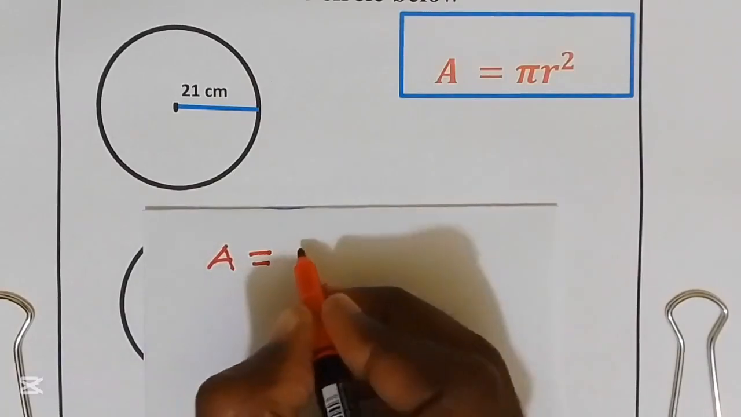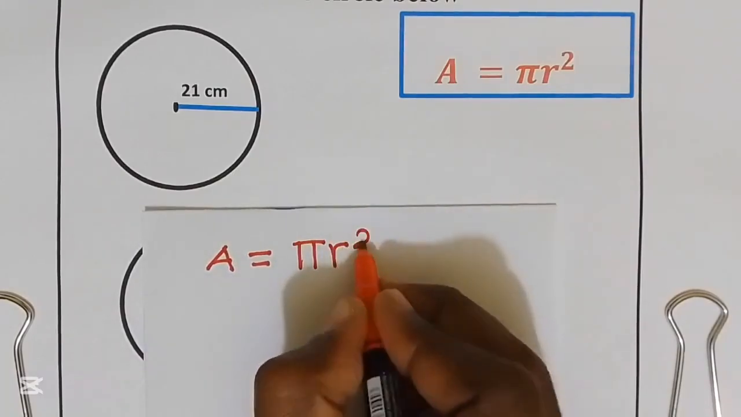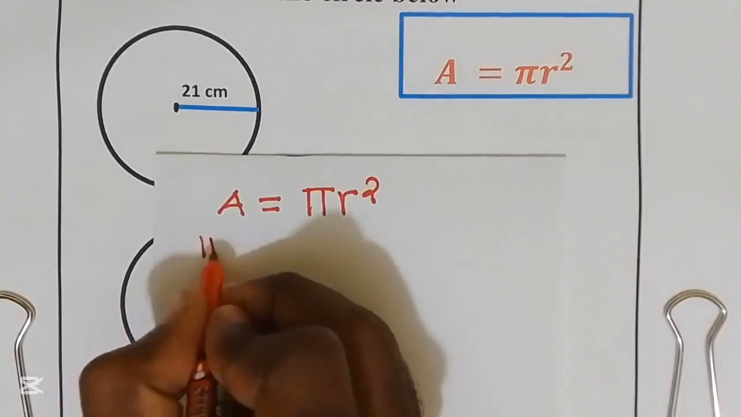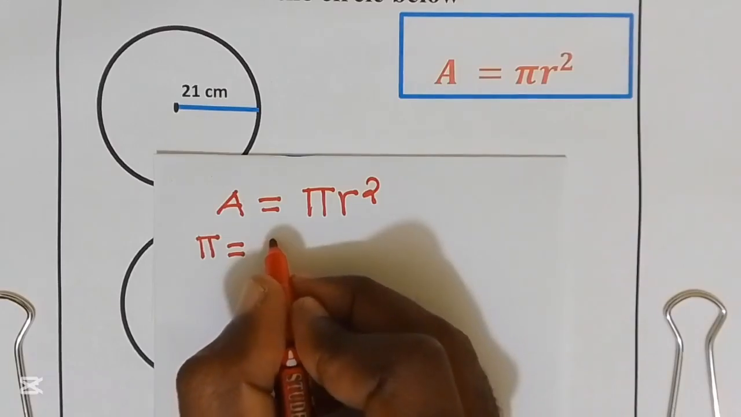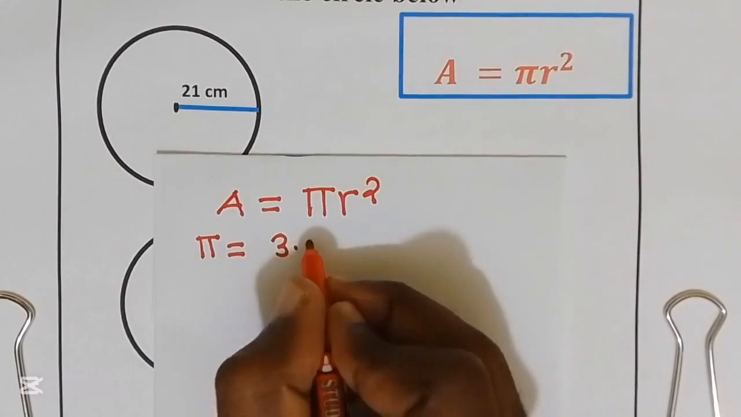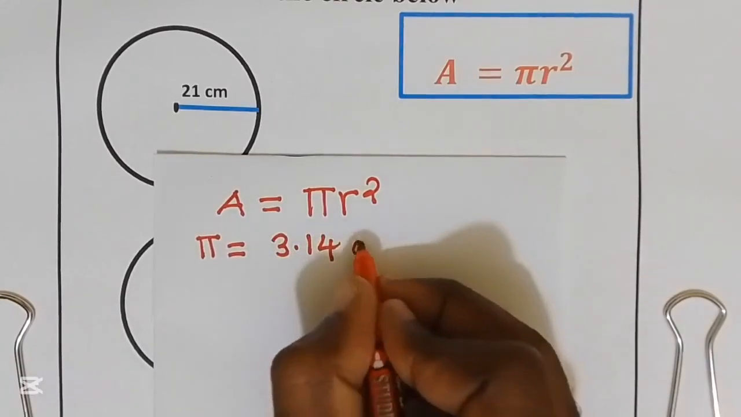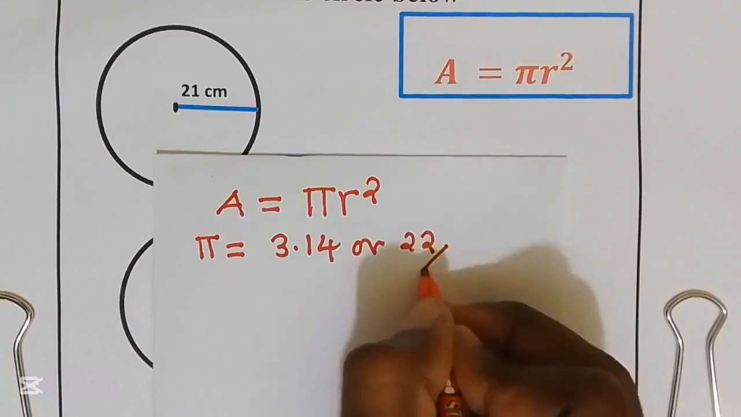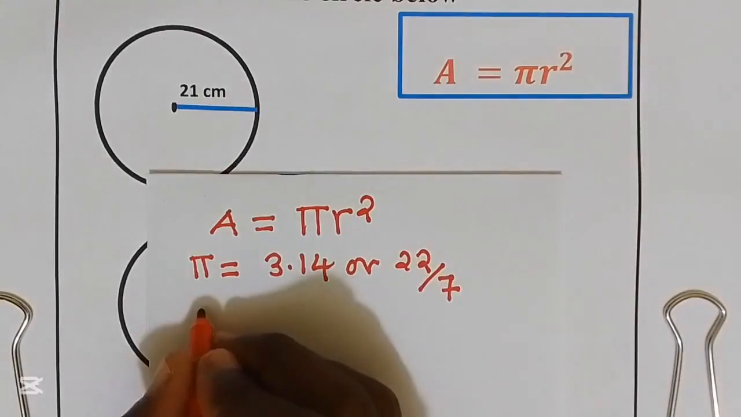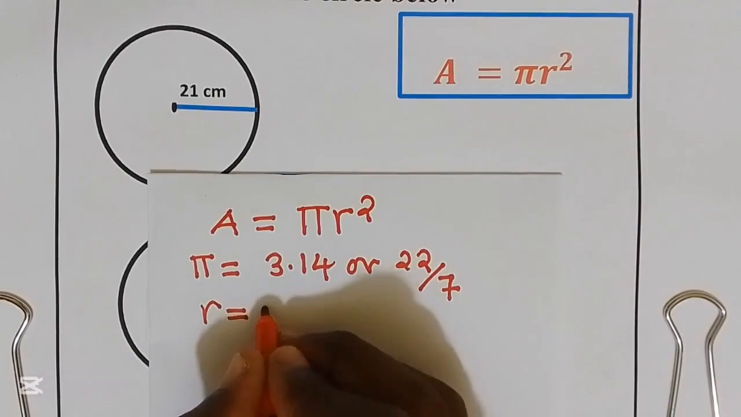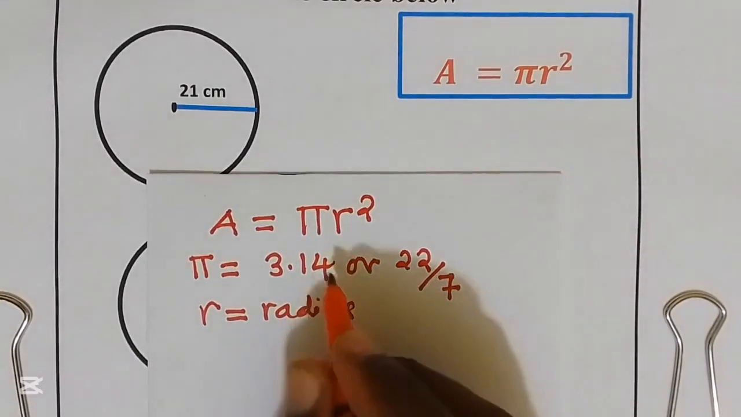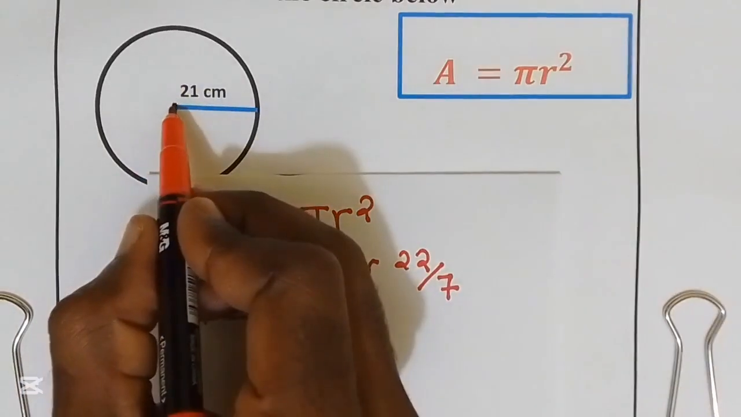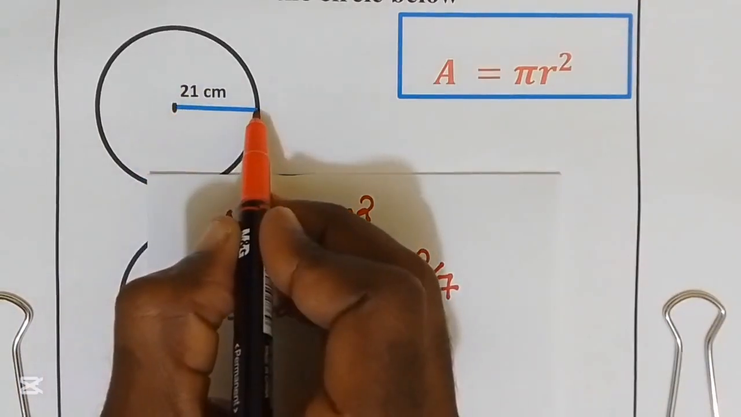Area is equal to pi r square, where pi is the ratio of the circumference of a circle to its diameter, given by 3.14 or 22 over 7. R is the radius, which is the distance from the center of a circle to the edge of a circle.